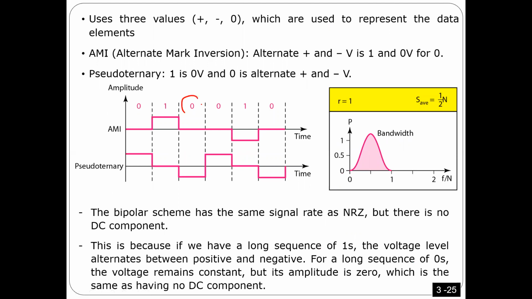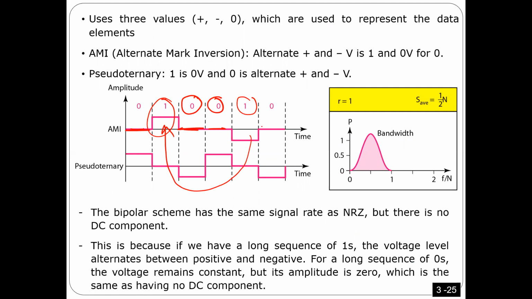Okay, in case of 0, it's going to be 0 voltage all the time. 0 is going to be 0 voltage. Is that okay? In case of 1, every one is going to be inverted. So the last one was positive, so this one is going to make it negative. The next one positive, negative.